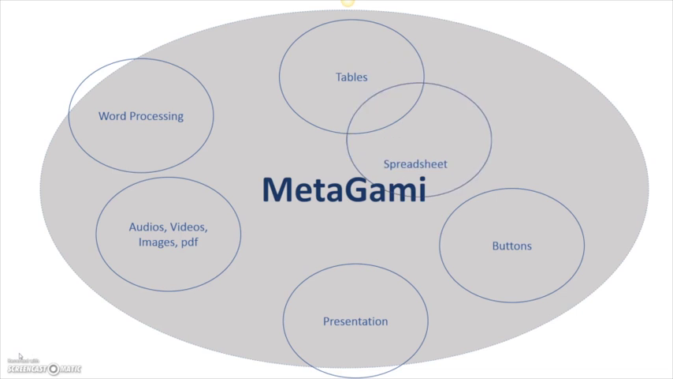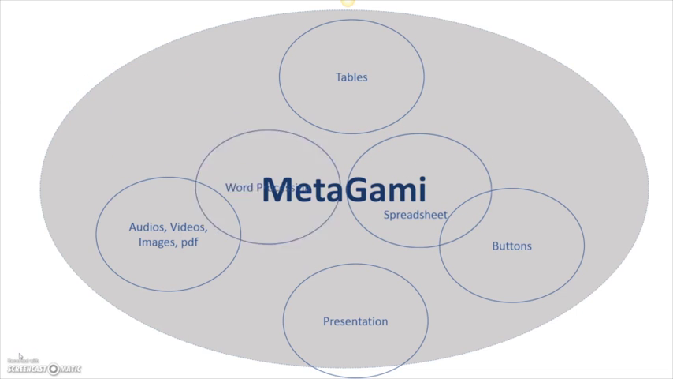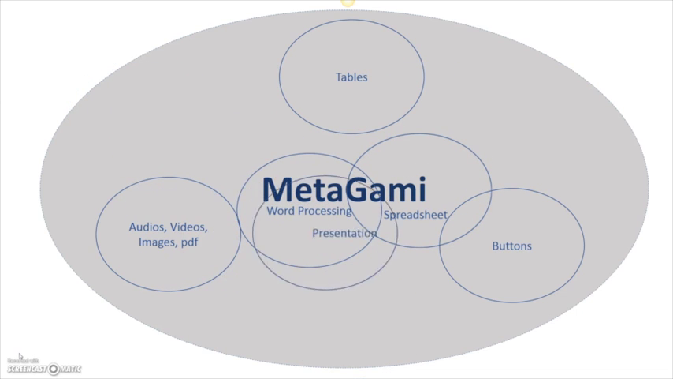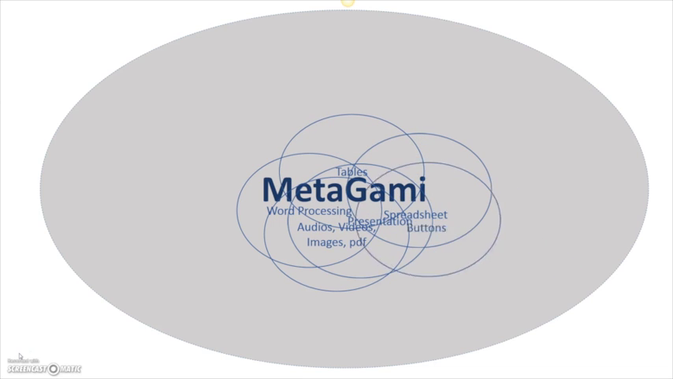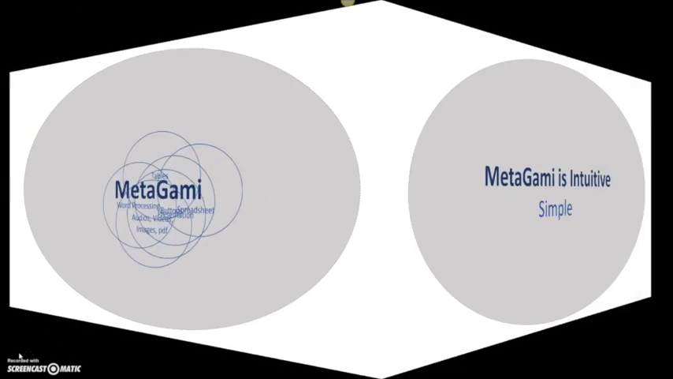MetaGami is unique because all of these elements are linked together through a MetaGami page and MetaGami fields, and as a consequence of that, you're dealing with one single product, all integrated together with one single interface. A very unique and very relevant new way of dealing with data.